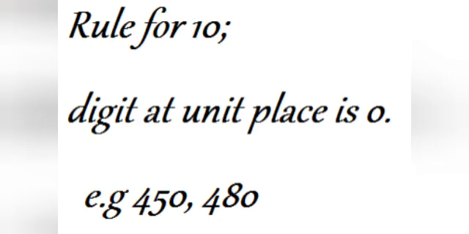Rule for 10: the digit at the unit place is 0. It means the last digit of the number is 0. For example, 450, 480, 10, 20.